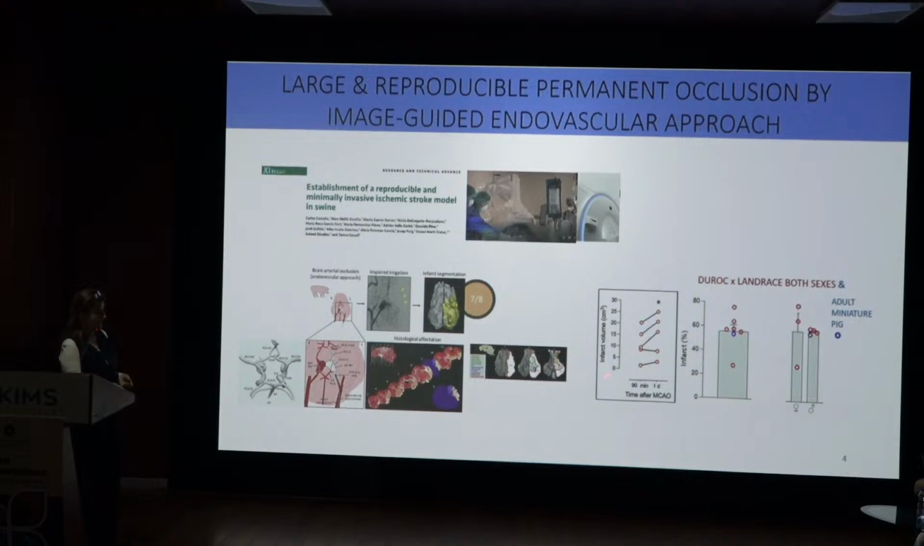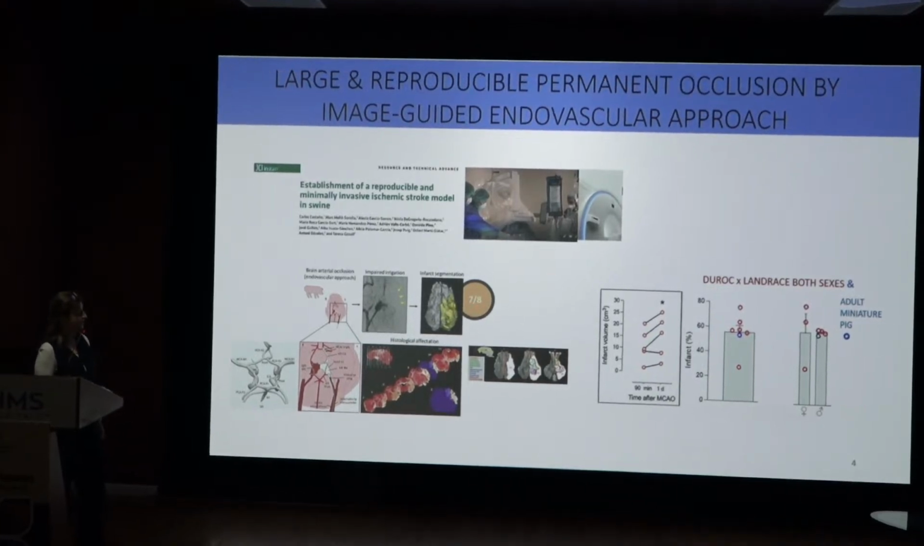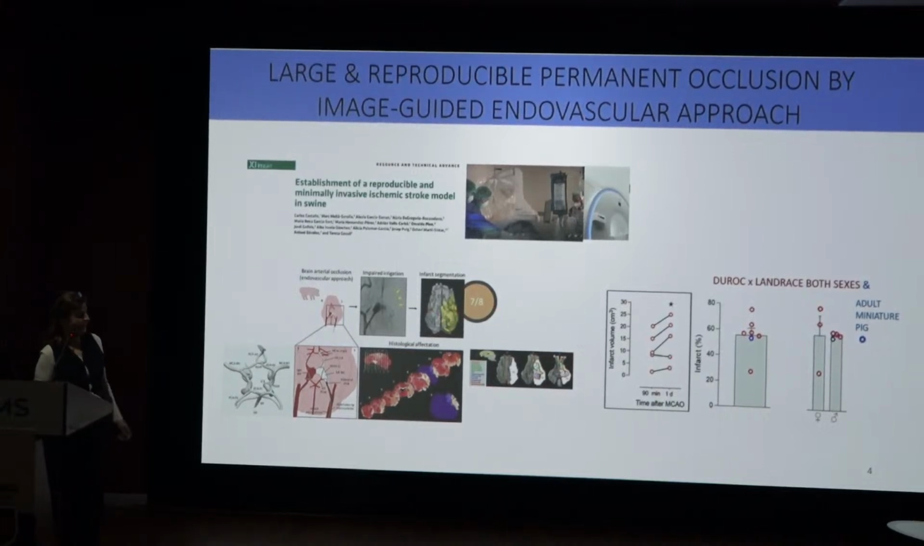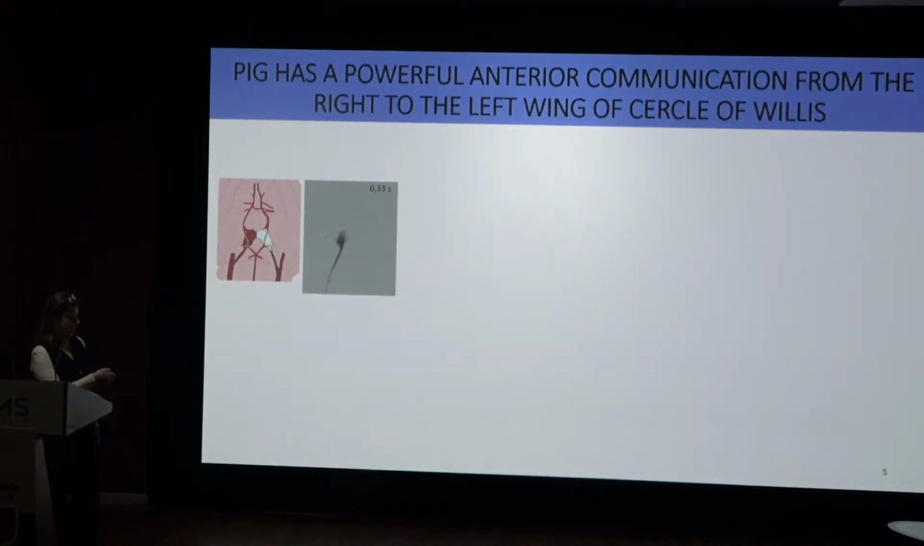There is damage already at 90 minutes, but it progresses beyond 1 day. And it's quite reproducible. You see the percentage of infarct. All animals are there except this one that happens to be a female. And we were quite successful in that, being able to do the procedure in 7 out of 8 pigs. I won't go into the details because this is published now, but this 8th pig gives us the clue for what I explained to you.